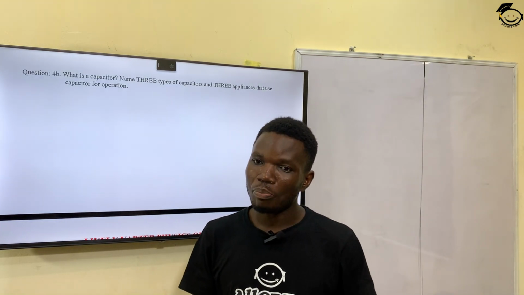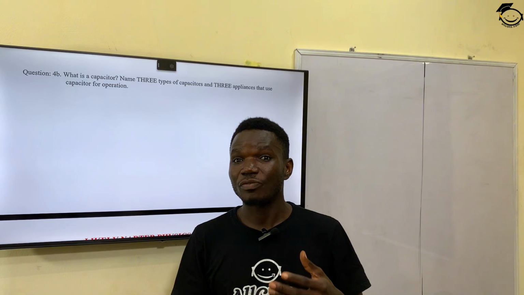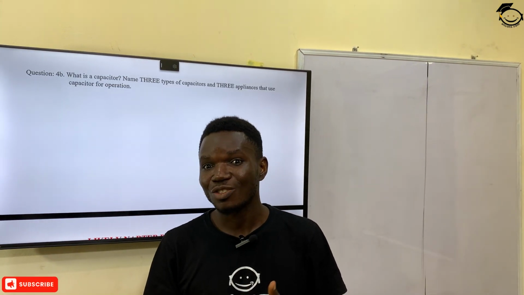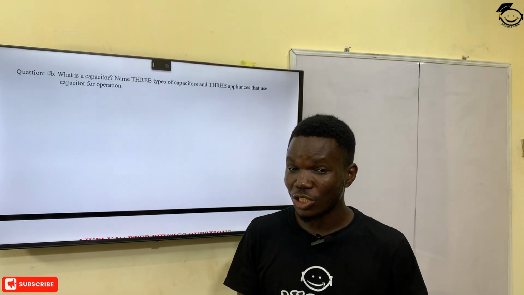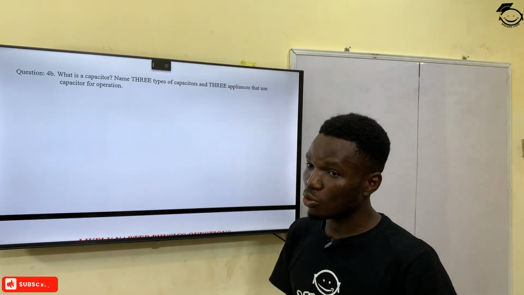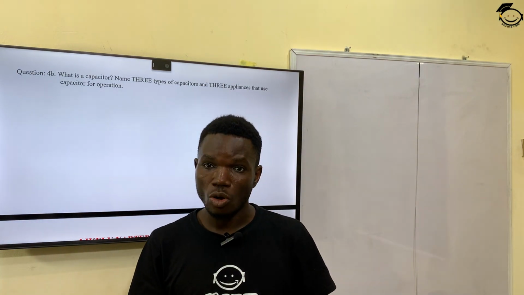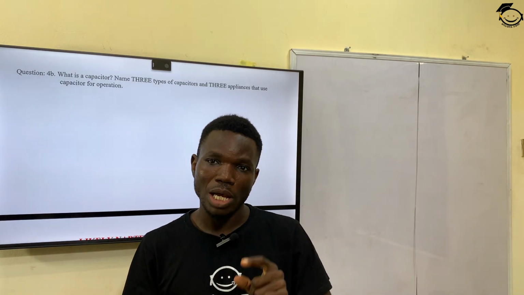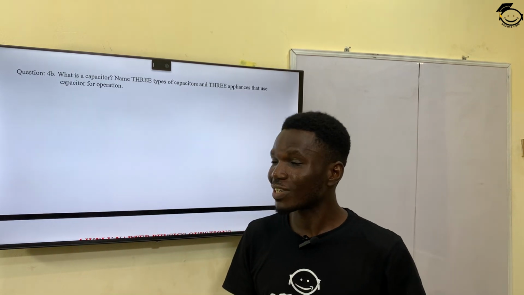Now, first, what is a capacitor? A capacitor is a device that stores charges. You could also say that a capacitor is a device that stores electricity. So a capacitor generally stores charges. And what are the types of capacitor? We have the variable air capacitor, we have the electrolytic capacitor, and we have the paper capacitor. These are the 3 types of capacitor.